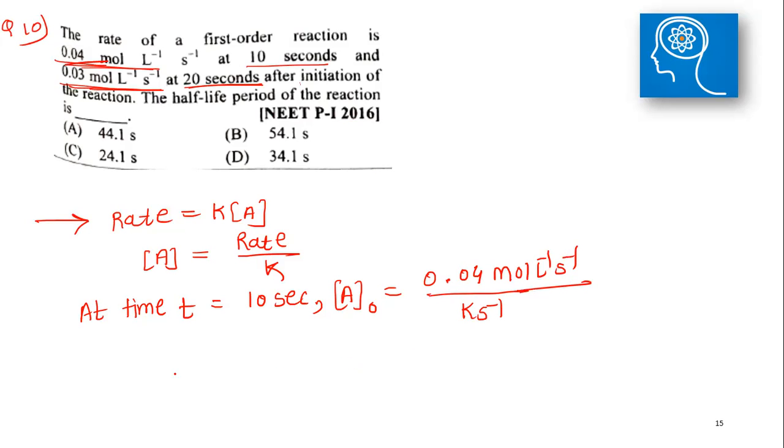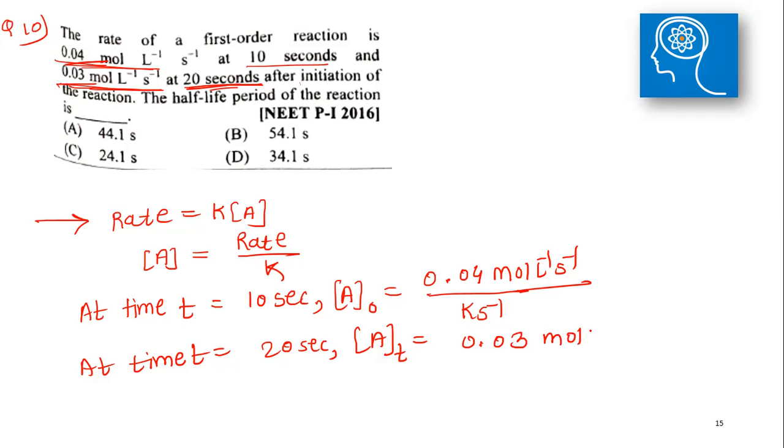Okay, now at time t is equal to, the second one is 20 seconds, so 20 seconds. So At is equal to, what is given here is 0.03, so it is 0.03 units.